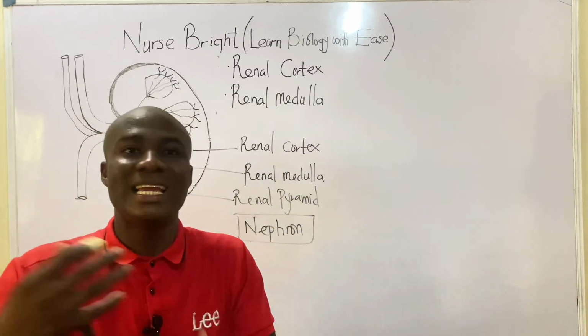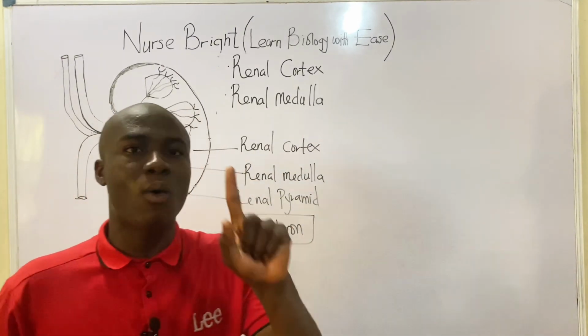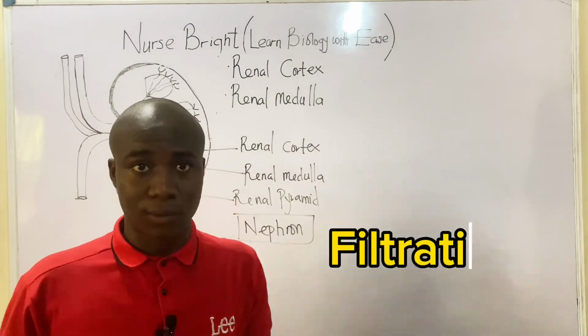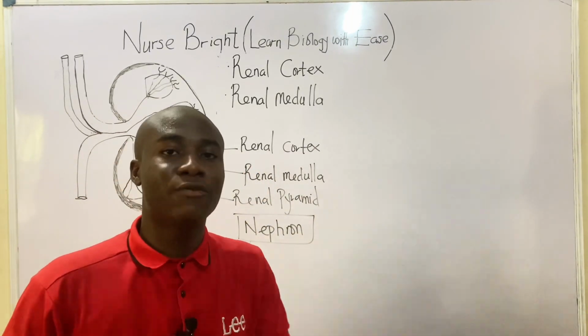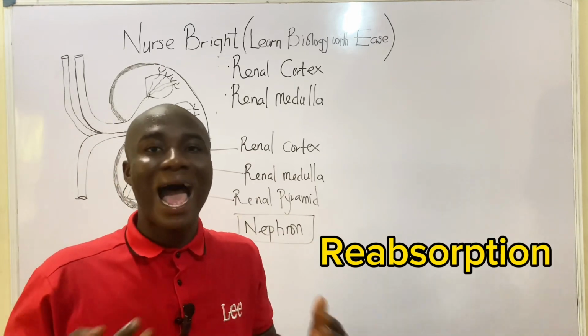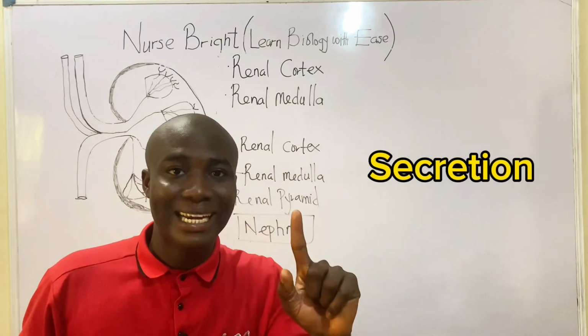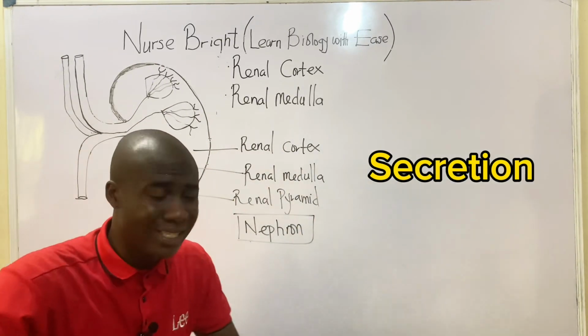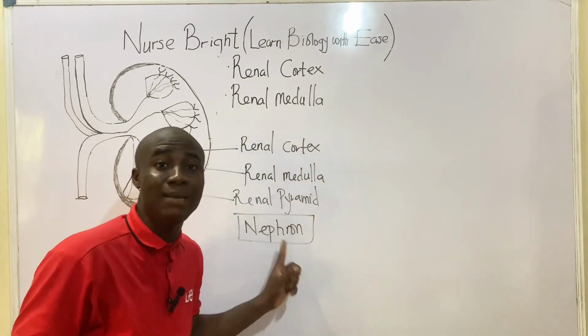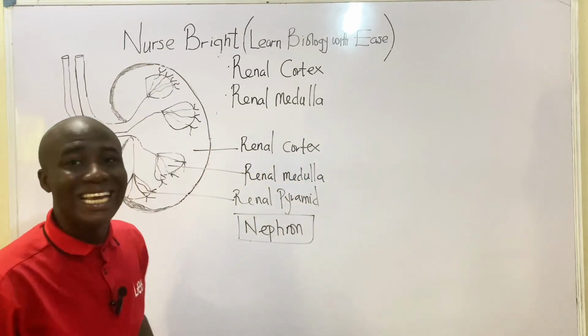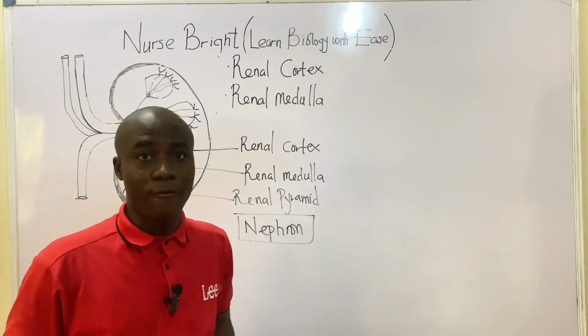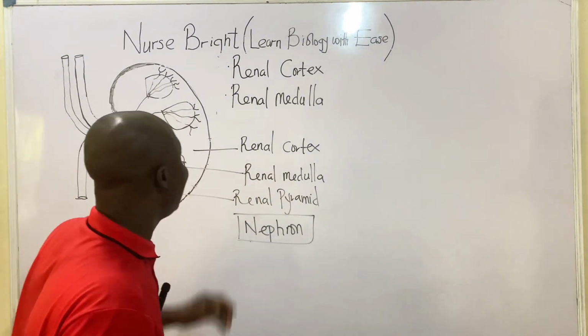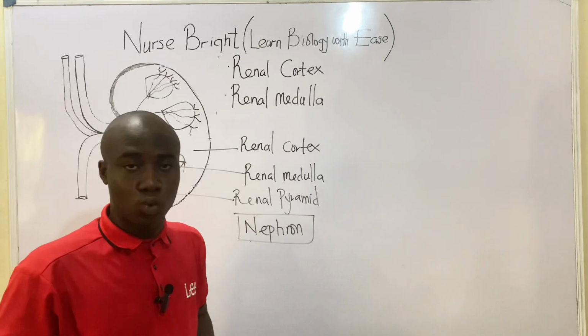And what are the important functions of the kidney? Number one, filtration. Another is reabsorption, and lastly secretion. So all of these processes are done specifically by the nephron inside the kidney. I believe you are following. So moving further, let us study the nephron together.